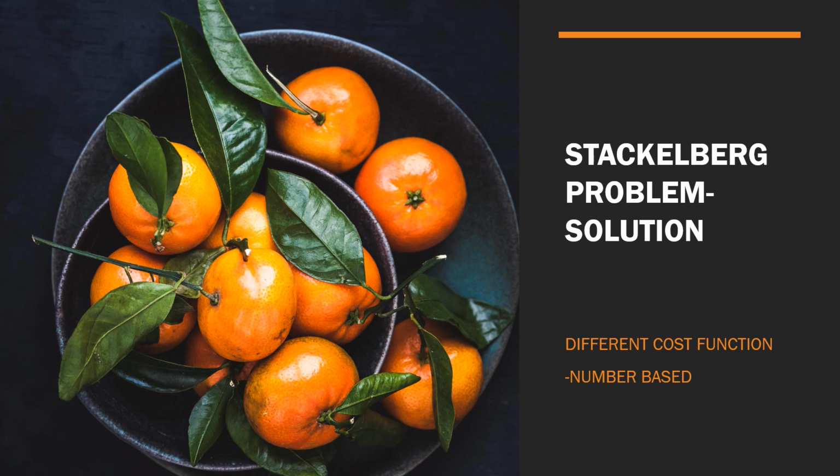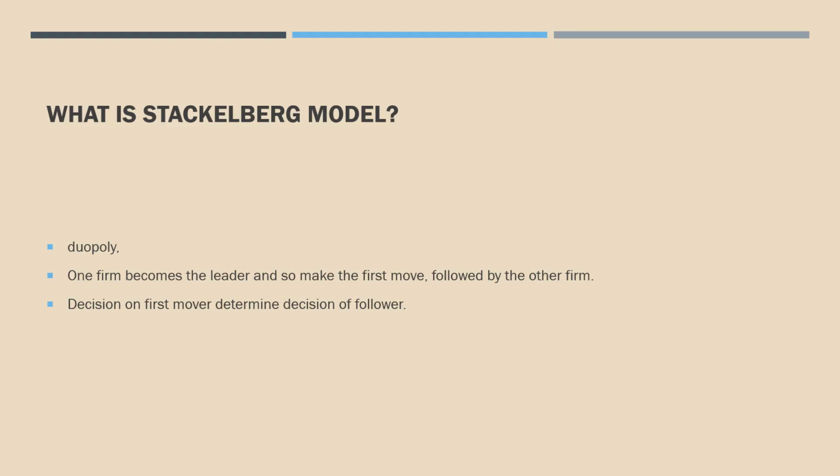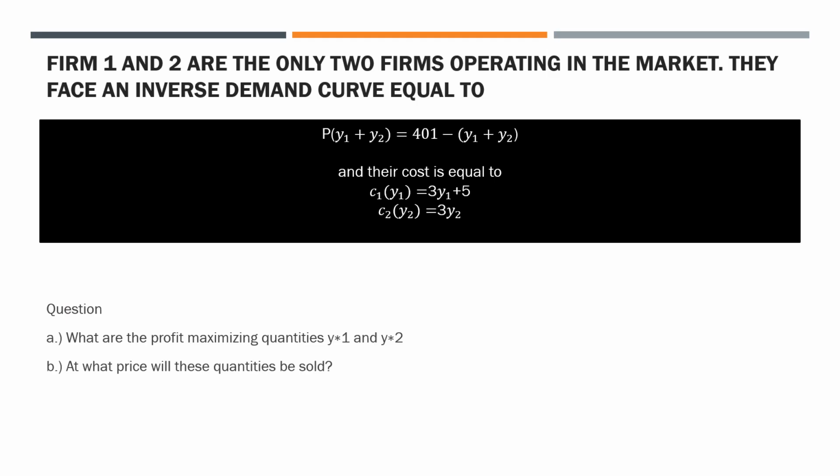Hi, this video shows how to solve the Stackelberg model using different cost functions by using numbers. First, let me explain what a Stackelberg model is. It focuses on a duopoly where one firm becomes the leader and makes the first move, and the other becomes the follower.